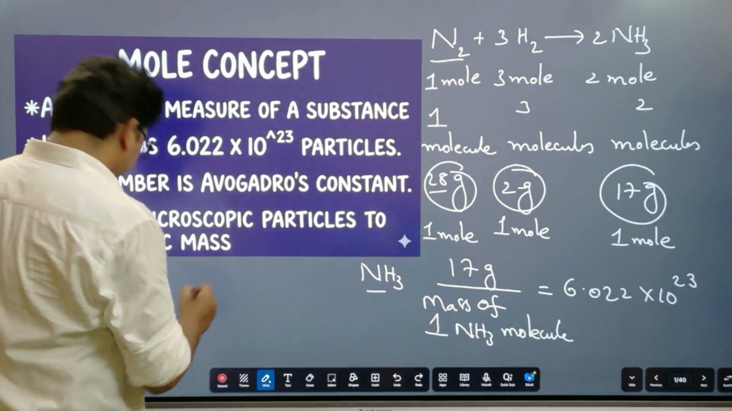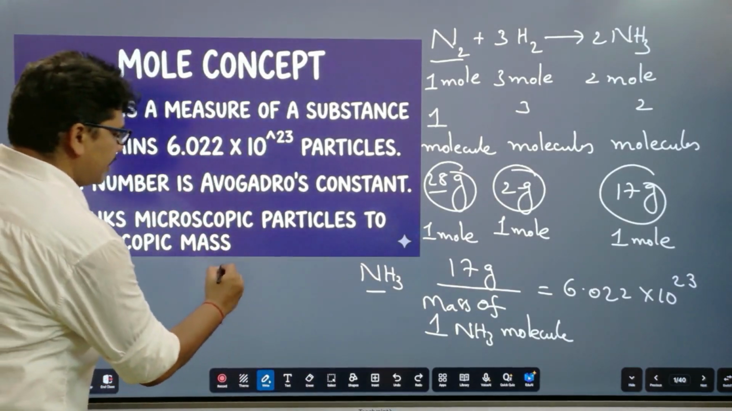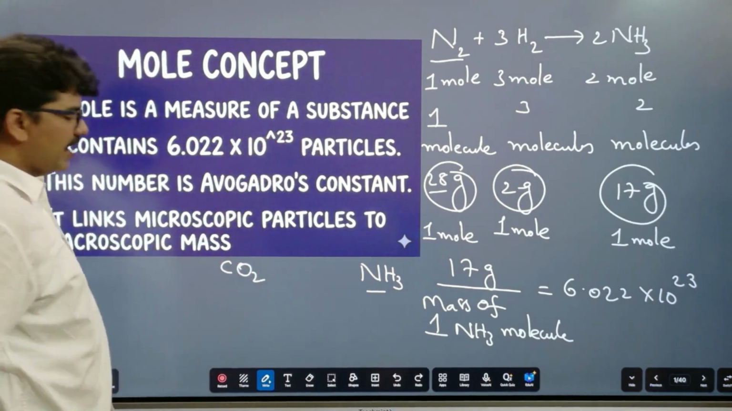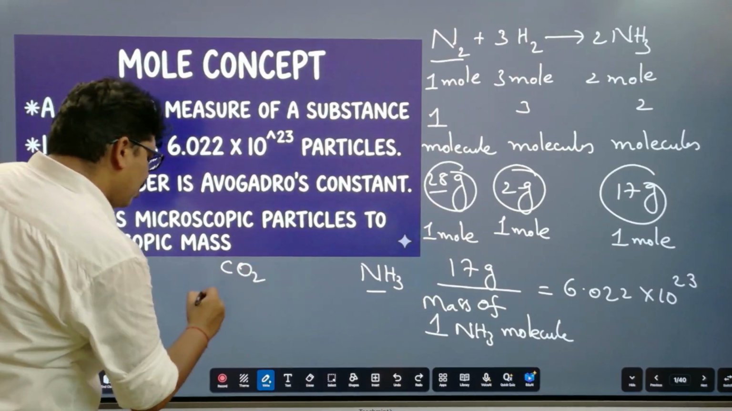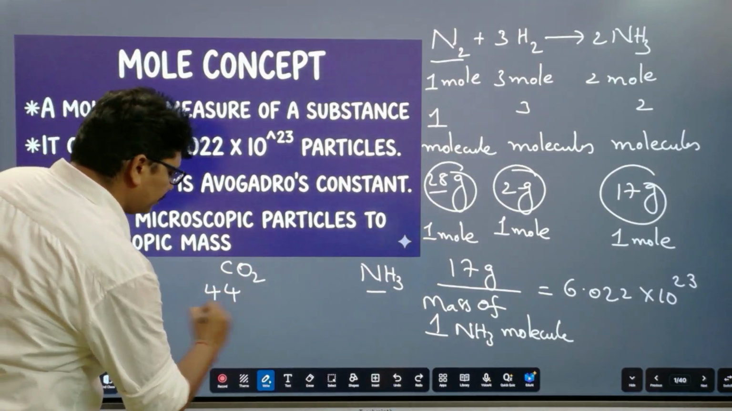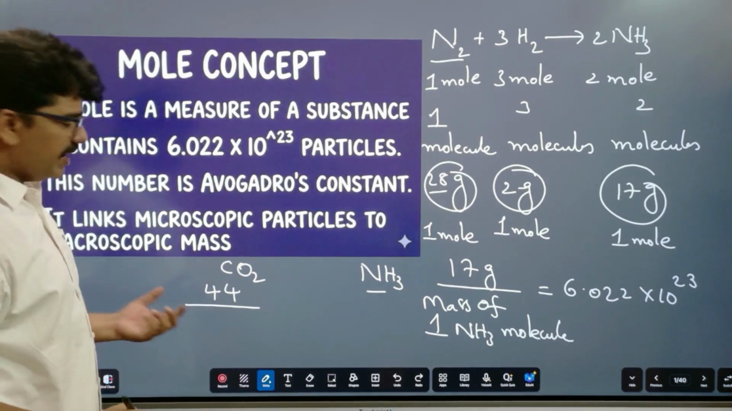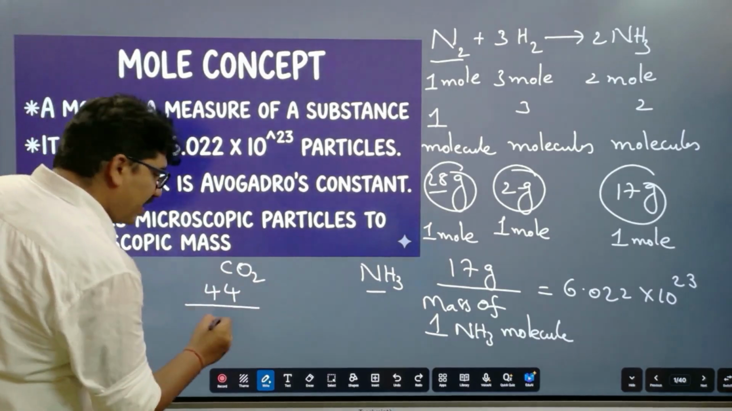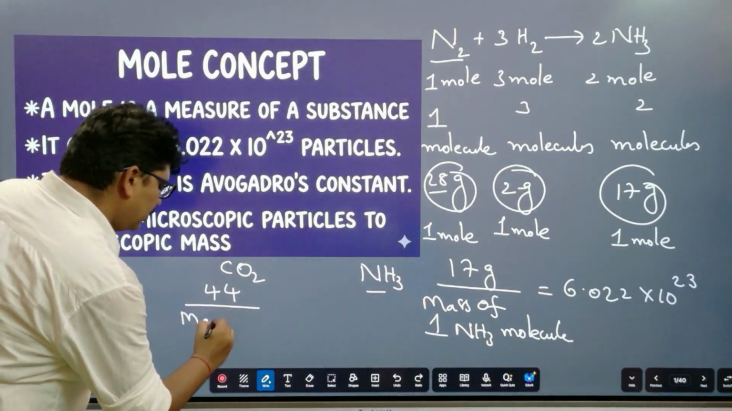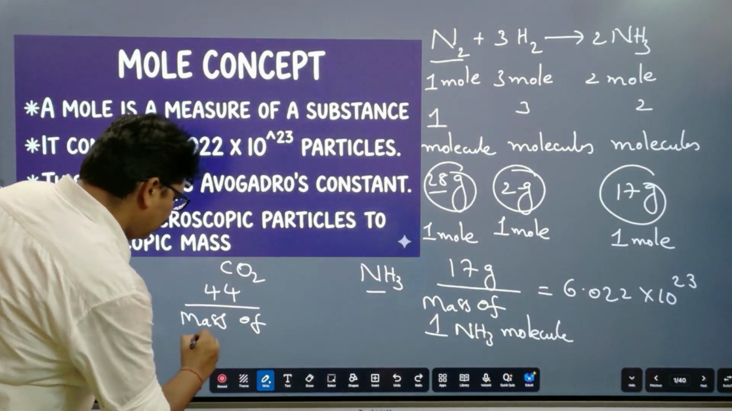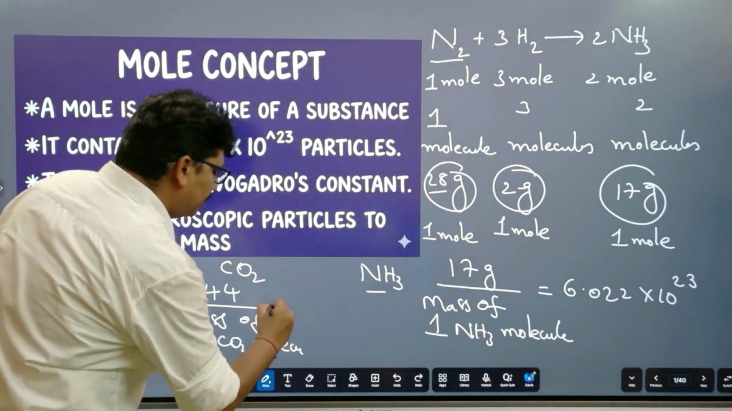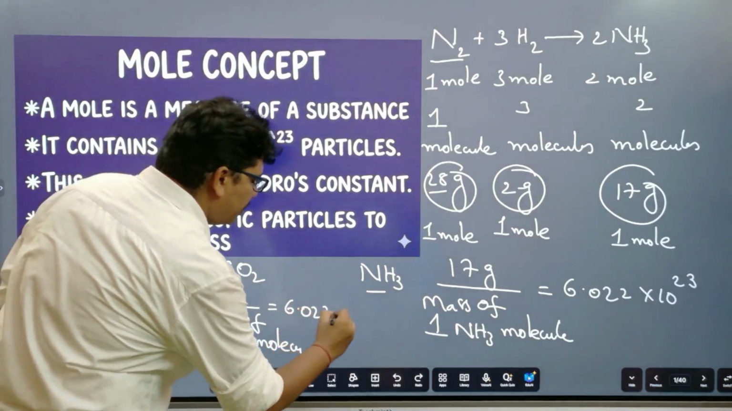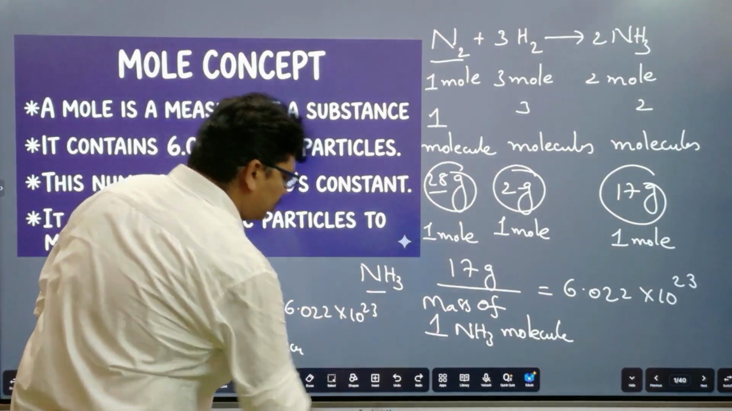Or take carbon dioxide, not only nitrogen or hydrogen. Carbon dioxide molecular weight is 44. Divide 44 by the mass of one CO2 molecule, and here also you will get 6.022 into 10 power 23.